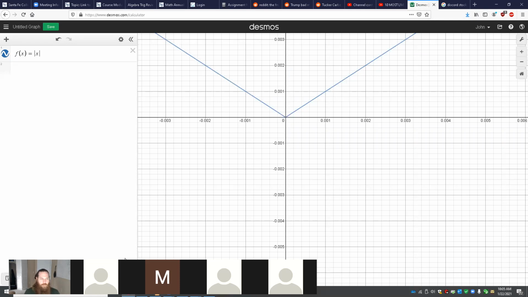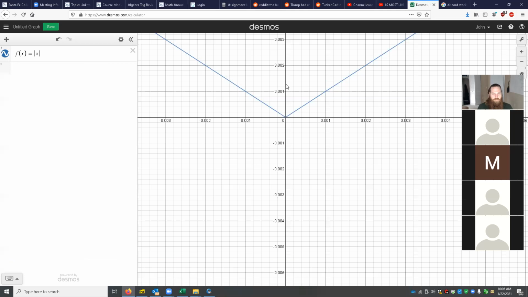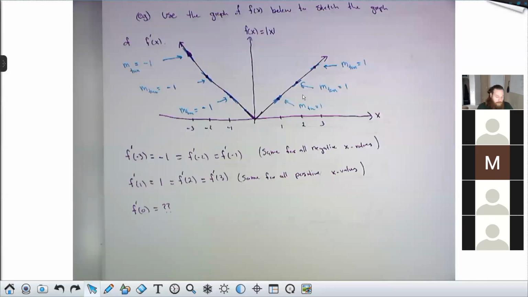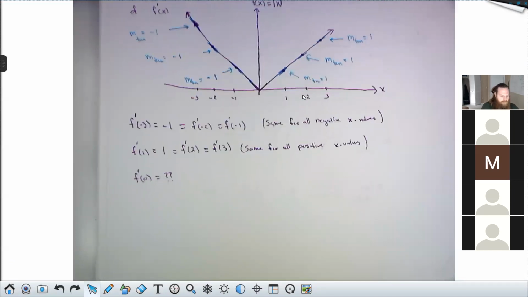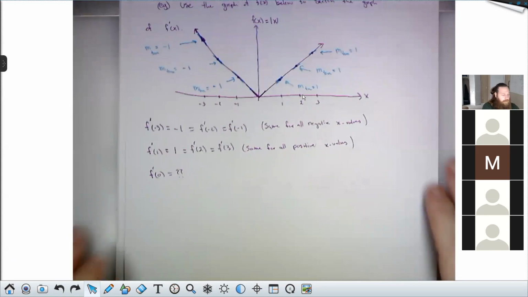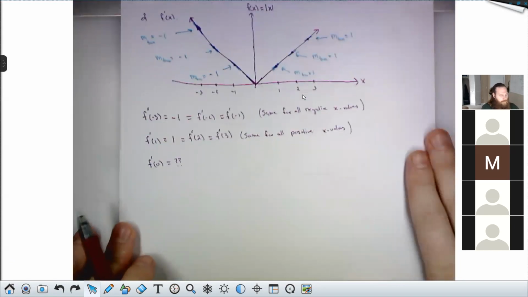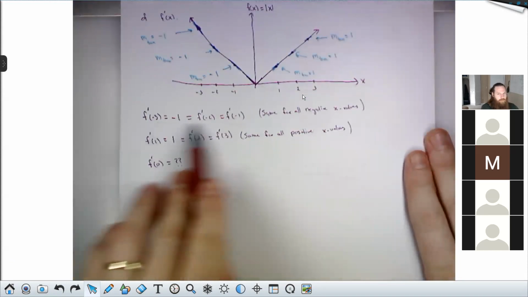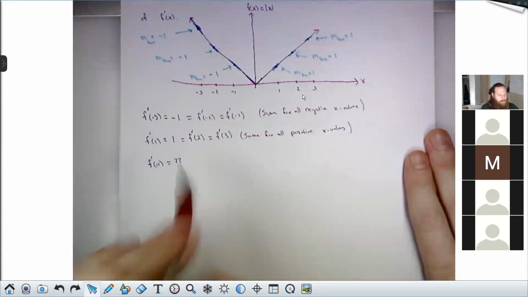And it turns out we're going to run into a very real problem here when it comes to trying to define the derivative of this function at zero. So for the moment, I'm going to ignore that issue. I'm going to sketch the graph of f primed everywhere else, because the rest of them are easy, right? We know what's going on everywhere x is negative. We know what's going on everywhere x is positive.